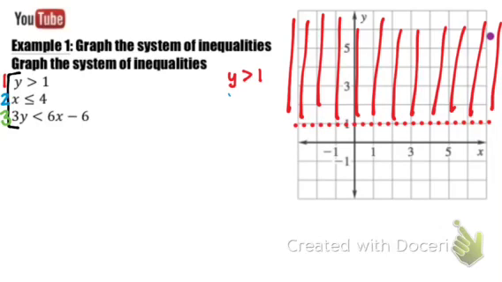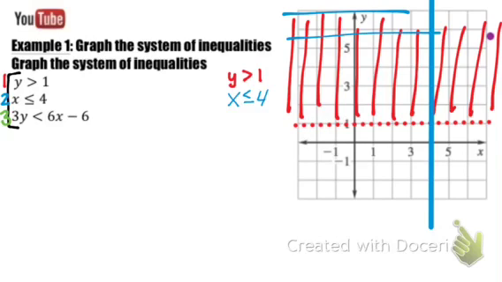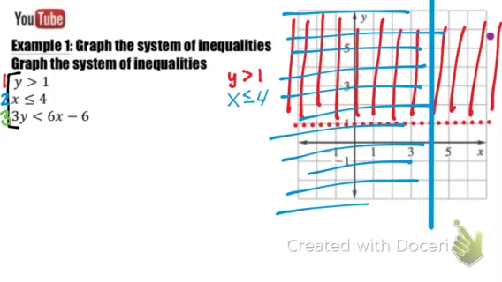Alright, the second inequality, we have x is less than or equal to 4, which means that we need a vertical line on 4, and it also has to be solid because we are including the value of 4 for x. So then everything less than that would be shaded, we would shade everything to the left of that line. All right, perfect. So everything in that region would represent the solution for that inequality.